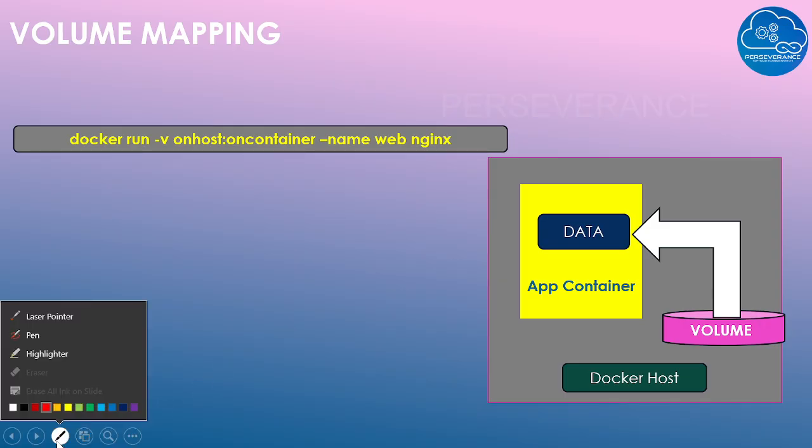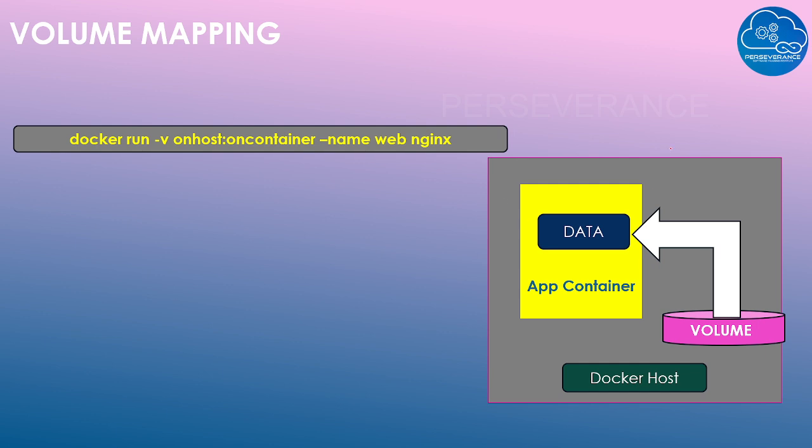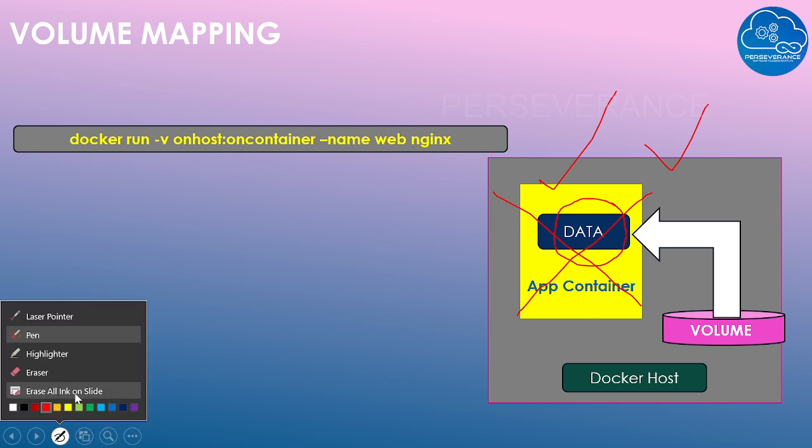If you see here, this is our Docker host, the gray one, and the yellow one is our app container. It is storing some data on a volume. If this container is lost, the data inside the container will also be lost.